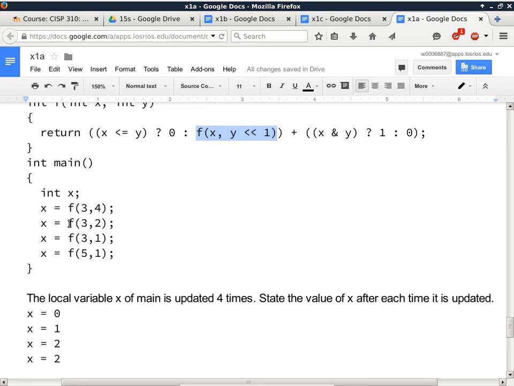Because this one has a recursion, but when it does the recursion, the new call is just that. It's whatever something that we have seen already. So it will be a 0 on the left-hand side, but it will be a 1 on the right-hand side. 0 plus 1 is 1, and that's why x is updated to 1 in the second call.